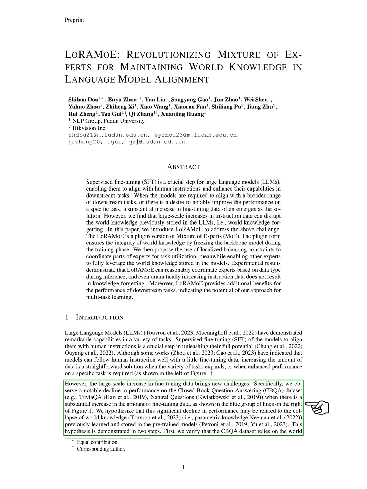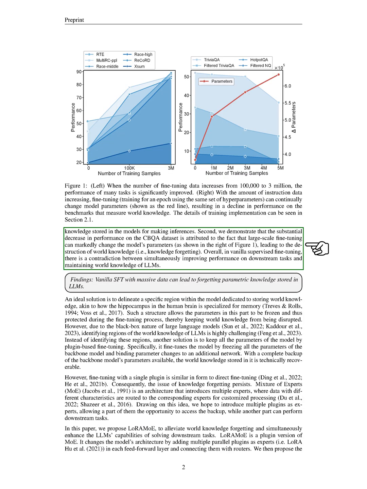We believe this drop in performance might be due to the loss of previously learned and stored world knowledge in the pre-trained models. To test this theory, we first confirmed that the CBQA dataset relies on the world knowledge stored in the models for making inferences. Then, we showed that the significant decrease in performance on the CBQA dataset is due to large-scale fine-tuning altering the model's parameters, which can lead to the loss of world knowledge. This suggests that there's a conflict in vanilla supervised fine-tuning between improving performance on downstream tasks and maintaining world knowledge of LLMs.